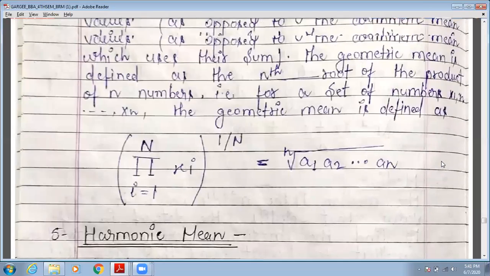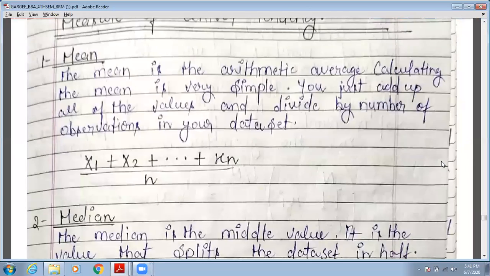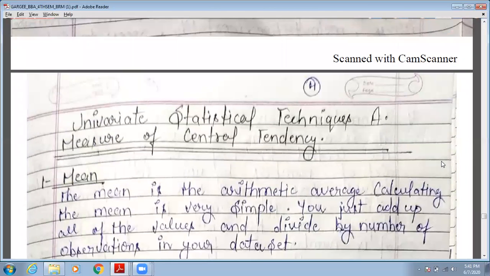So these are the techniques which you will use in univariate statistical analysis.